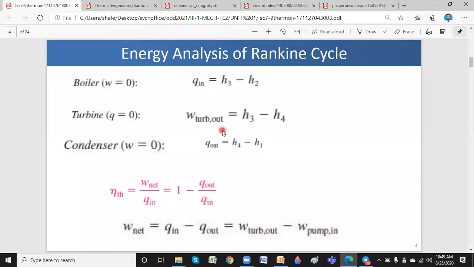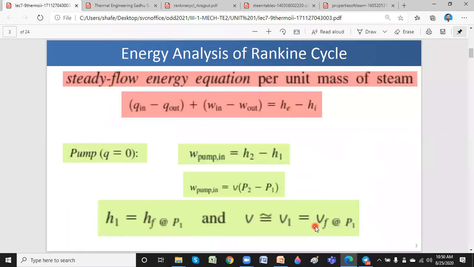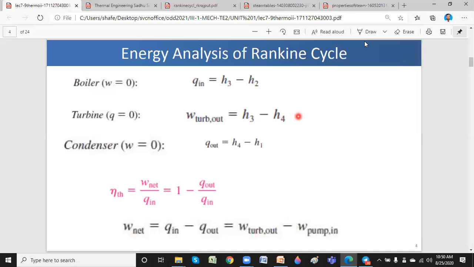And what is the turbine work? You see here, what is the output from the turbine? So 3 to 4 is the process. Obviously H3 minus H4. So H3 is at process 3 and H4 is at process 4. 3 to 4 is the expansion process. And if I take H3 minus H4, it is the work output from the turbine, right? So H3 minus H4 is the work output.